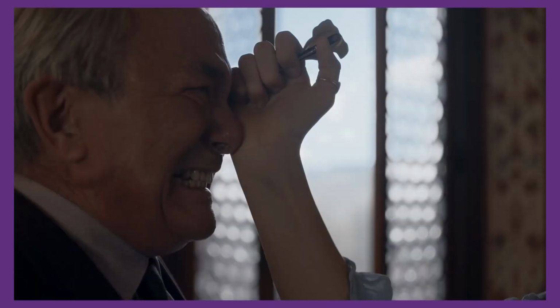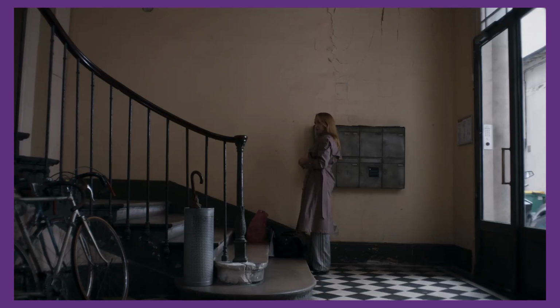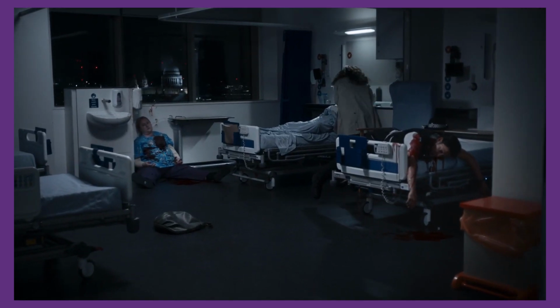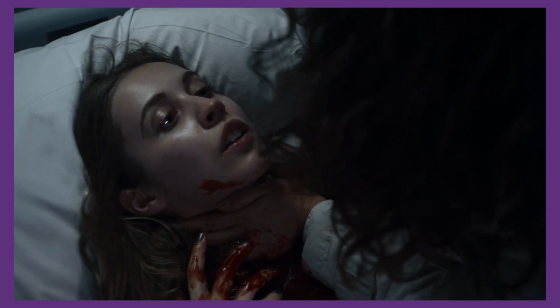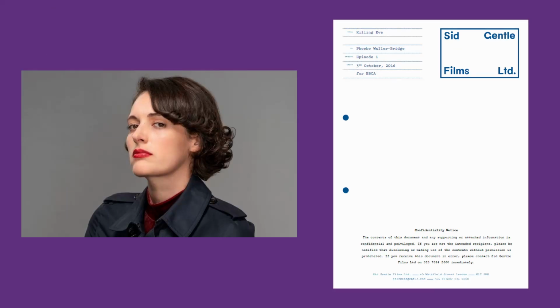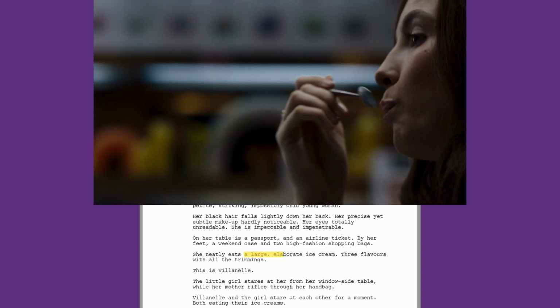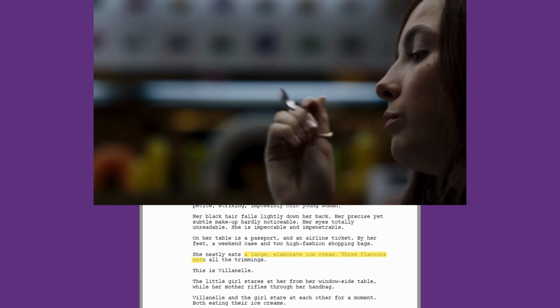In any other story, she would be purely evil. This clash between her childish antics and her cruel assassinations is what keeps our eyes glued to Villanelle. Screenwriter Phoebe Waller-Bridge captures this juxtaposition perfectly in the opening pages of the script. Villanelle sits in an ice cream parlor, indulging in a large, elaborate ice cream, 3 flavors with all the trimmings.